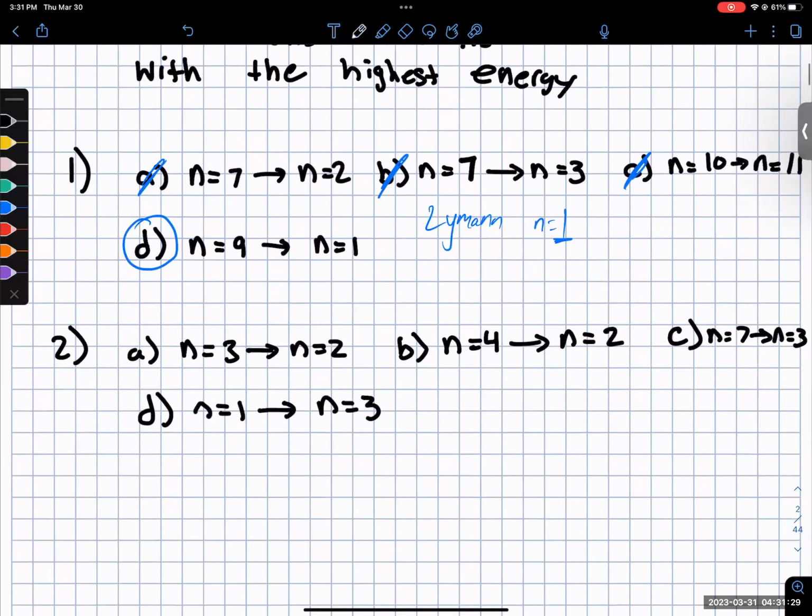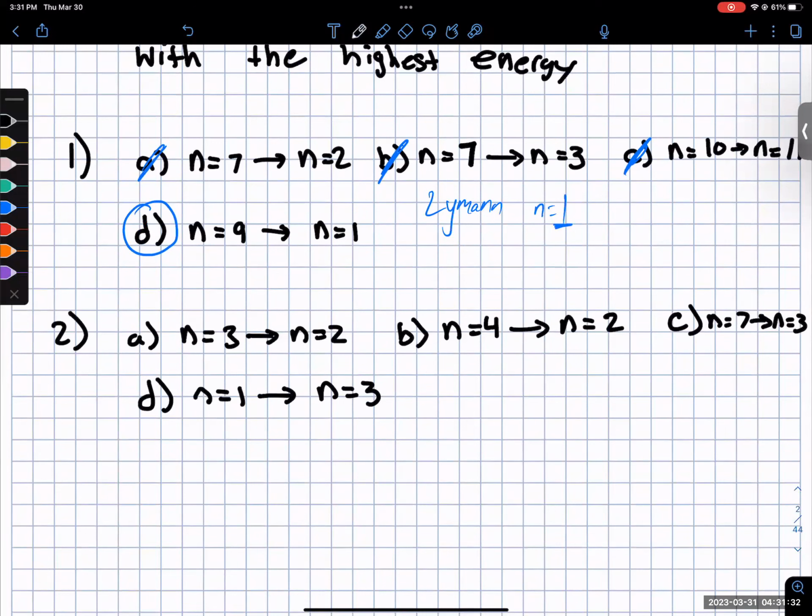All right, now for the next one, same sort of concept. We're looking for n equals 1, but there is no n equals 1. How do we do it then? The second highest, so that's the Balmer series. That emits a photon in what region of the electromagnetic spectrum? Visible light. Right off the bat, we eliminate option D, because it's going from lower to higher, so it's absorbing, not emitting a photon.